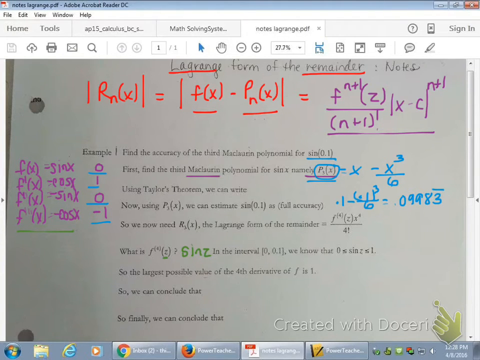Alright, here's the weird part. The weird part is that now we're going to substitute something into this equation up here. Okay, we are going to have f to the 4th of z over 4 factorial times x to the 4th. Now I'm not putting x minus c because I know that c is 0. So I'm just putting x to the 4th. Now, this part on top sometimes is just sort of an estimate. The 4th derivative at z is some value that I know is a big value, the biggest that it could be in that particular interval.